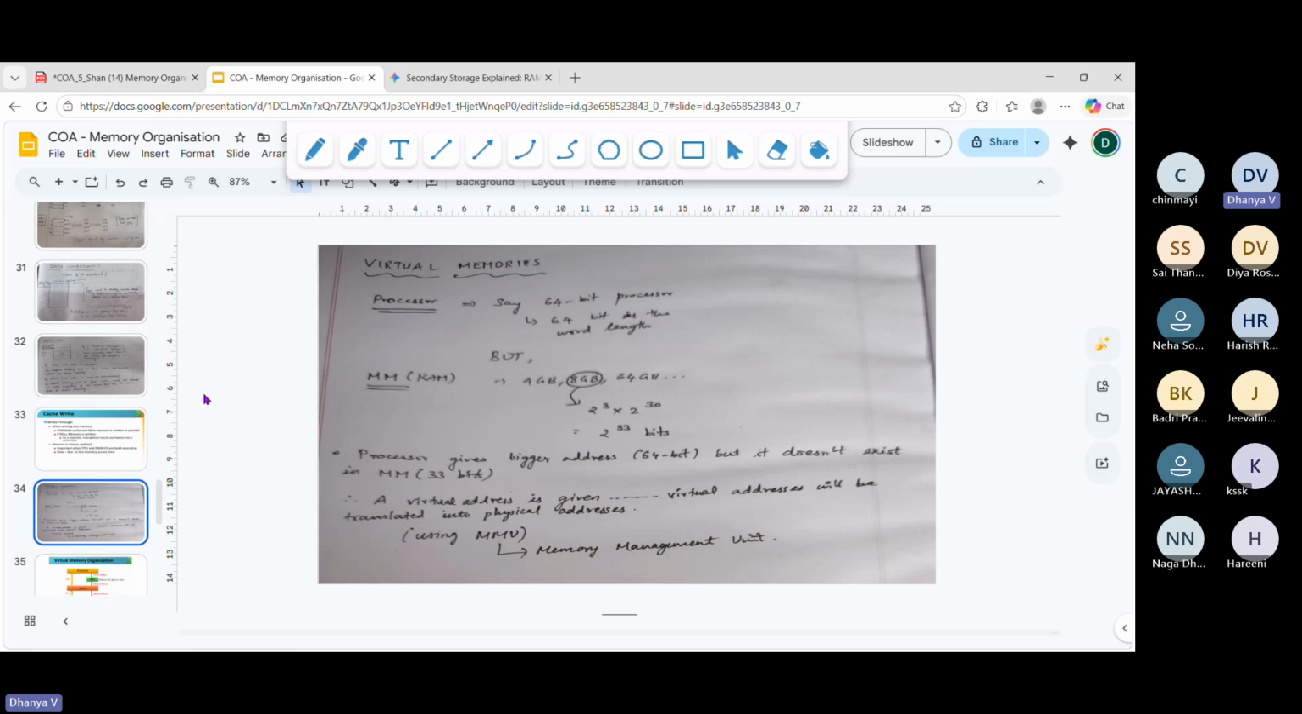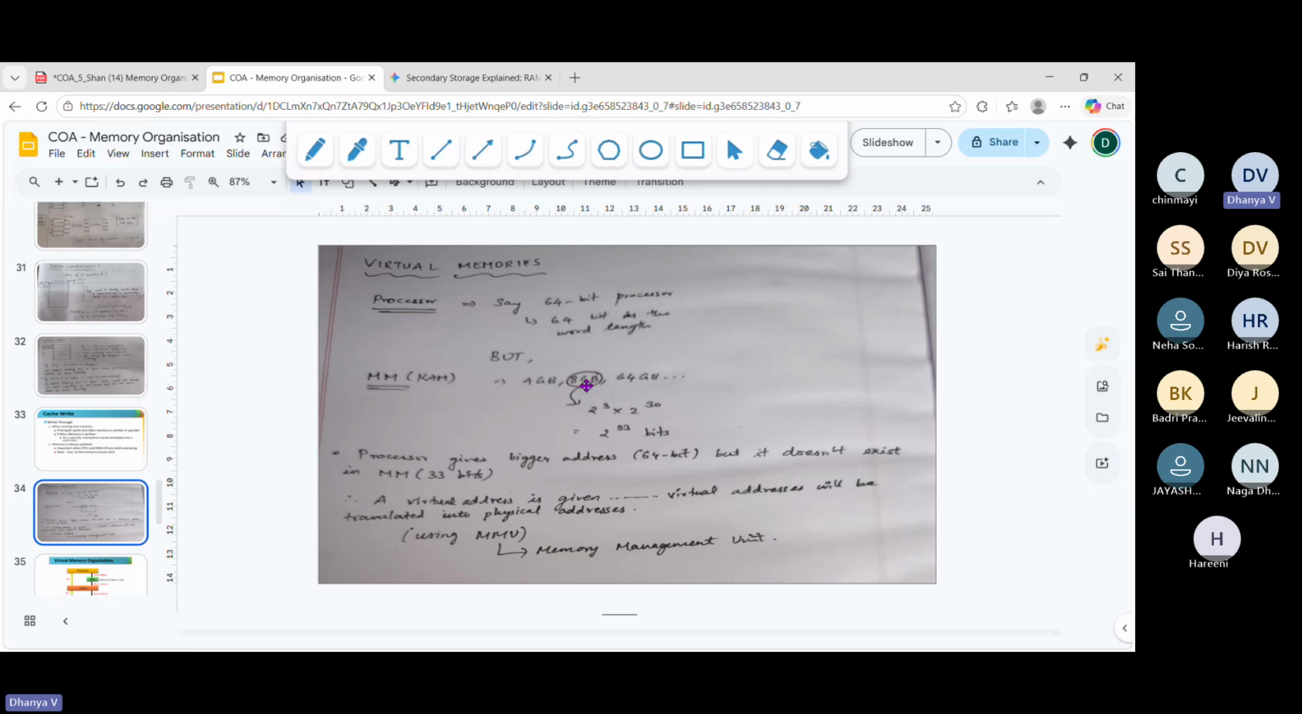Now we'll be moving on to our last topic, which is virtual memory. Why do we have to learn this in the first place? Let's say you have your processors, like your 32-bit processor, 64-bit processors, and so on. In a 64-bit processor, your word length is 64 bits, so 64 bits get accessed from your processor. But in the case of your main memory, RAMs and all, you have your 8 GB, 4 GB, and so on. It's your usual thing. So let's say 8 GB. 8 GB is 2 power 3 into 2 power 30.